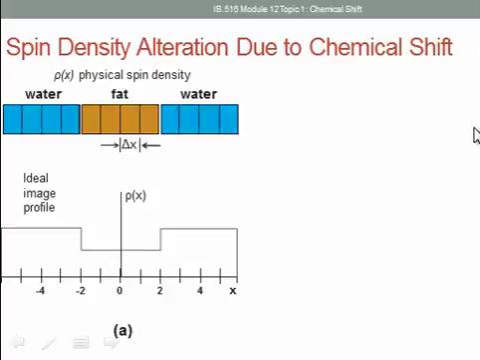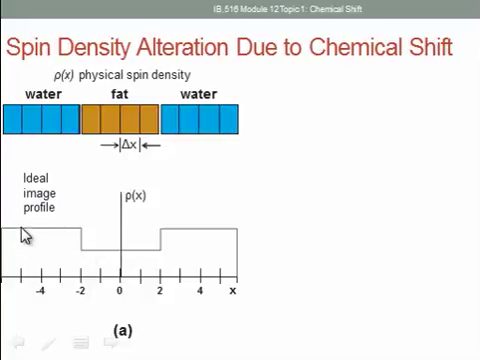So what you see in the image then, you see bright bands and dark bands because of this shift. It's important then to talk about the spin density alteration due to the chemical shift. On the left, I'm showing you 12 voxels, where the first 4 are water, the next 4 are fat, the next 4 are water. And on the bottom here, I'm showing the ideal image profile. So this is the signal intensity as we go across the voxels.